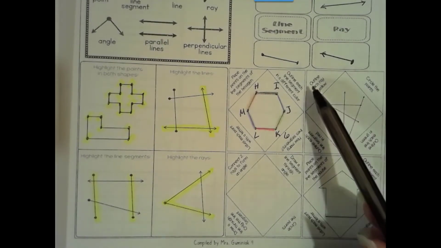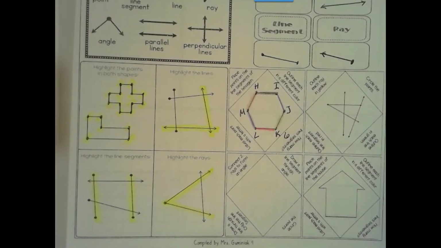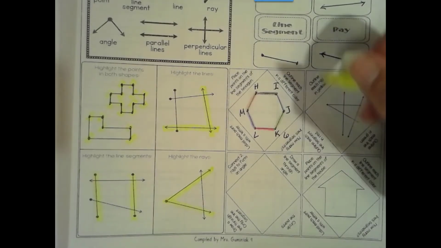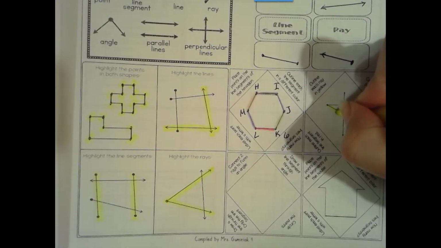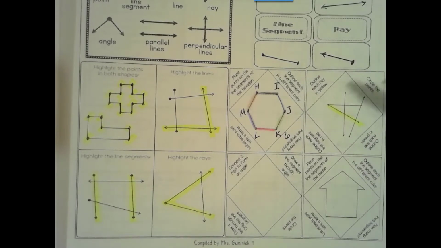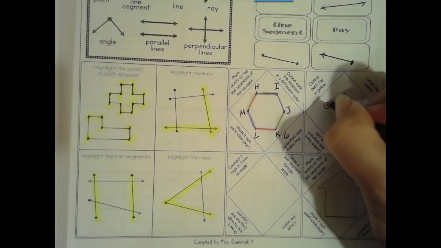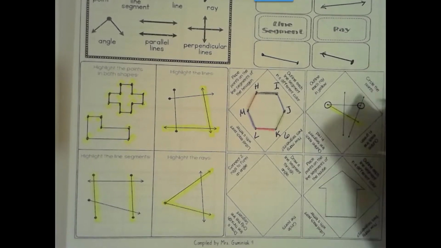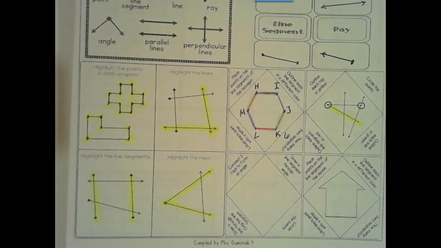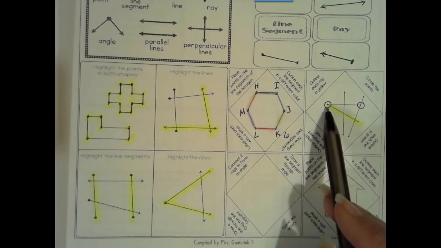Okay, this next one, outline each ray in yellow. So rays have an endpoint and continue forever in one direction. So that's this one here. This is a line, this is a line, this is a line segment. So just one of them should be highlighted. Circle the points. So we have an endpoint here. We have an endpoint here. That's why that's a line segment. This one only has one endpoint, so it's a ray.